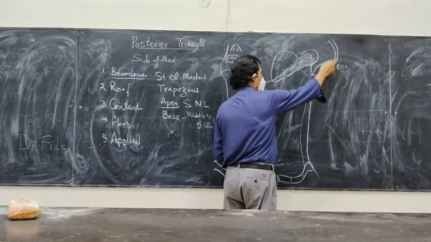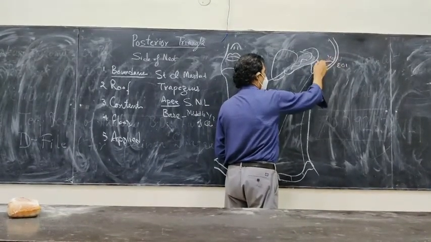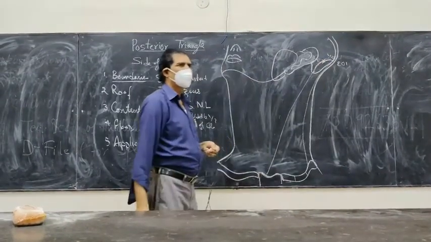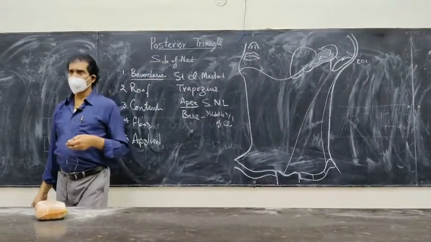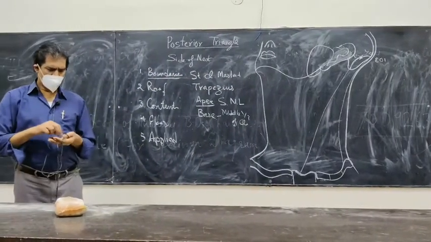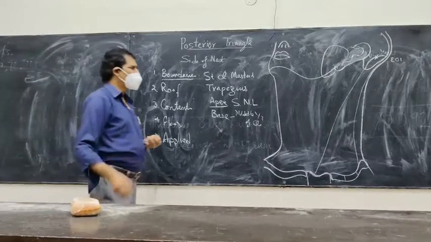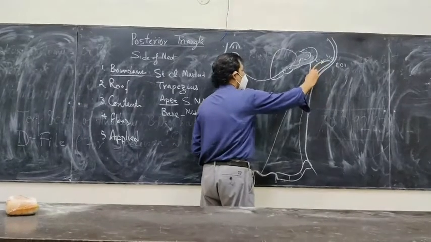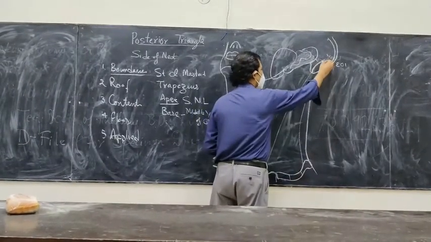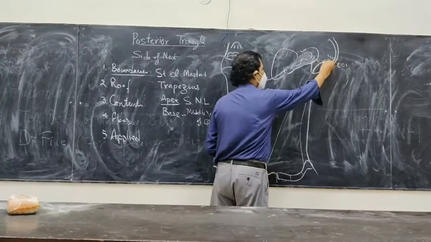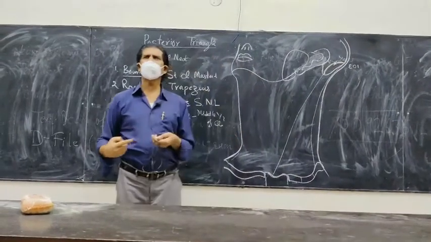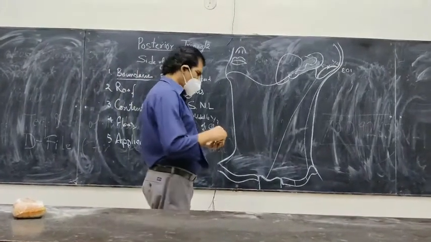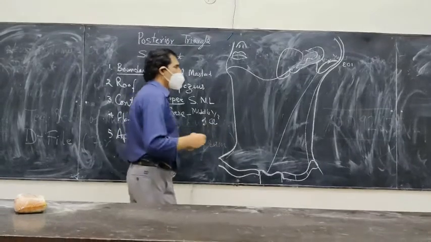At the junction of the medial one third and lateral two third, this point is the apex of the posterior triangle, where two muscles meet. We all know that sternocleidomastoid is inserted on the lateral two third of the superior nuchal line, and the medial one third is for the origin of trapezius. So where the two muscles meet, that forms the apex. And the apex is of two types. One is pointed, the other is truncated.